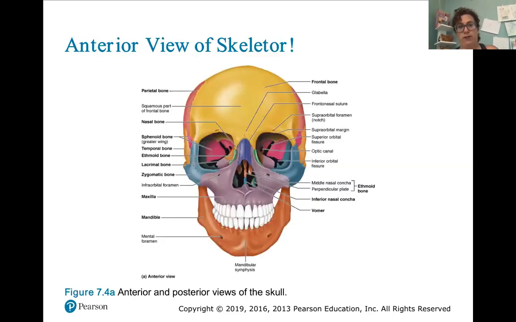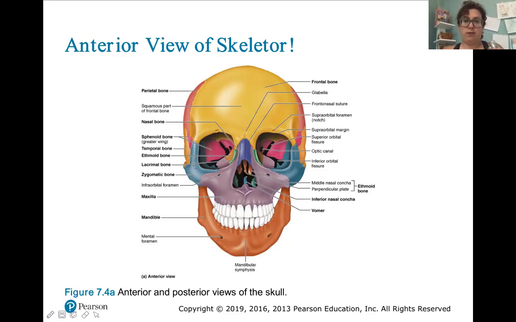So this view of the skeleton you need to know, and the Y has an exclamation point, because you might see this on a test and definitely on your lab. Okay, so the bones that you're responsible for knowing are the parietal bone, the frontal bone, the sphenoid bone, the nasal bone. And don't worry about trying to record or write down everything I'm going to say, because it will be there on that lab for you guys to fill out.